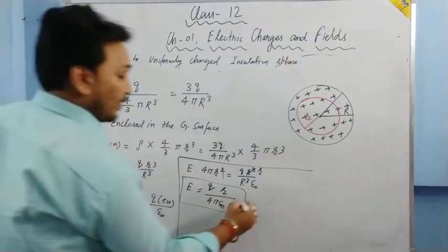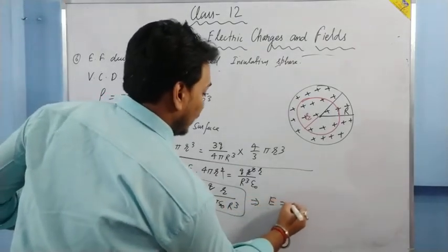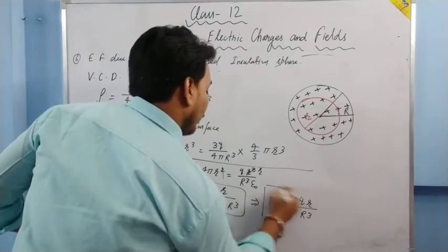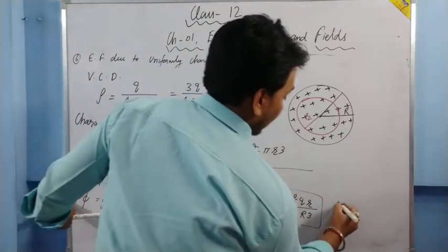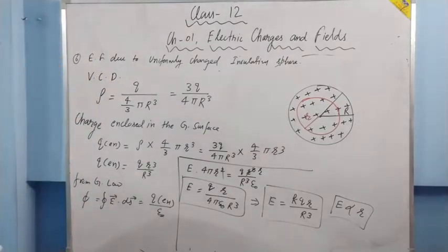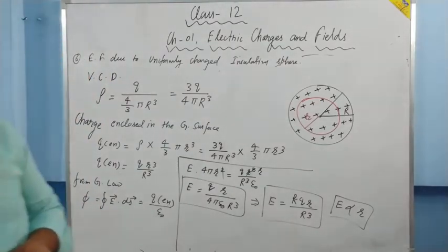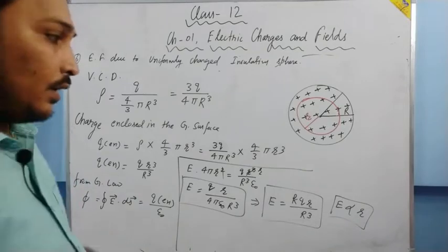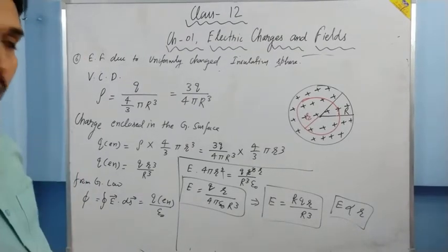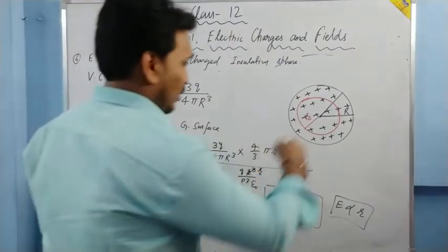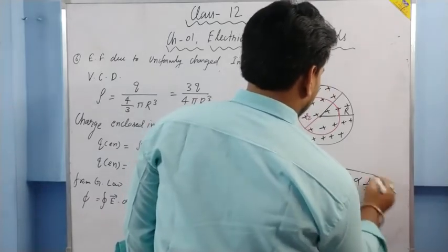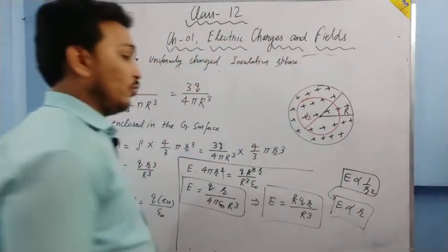1 upon 4 pi epsilon naught can be written as K. That is E is equal to K Q r upon capital R cube. Now one very interesting factor from here is E is proportional to r inside the sphere. Outside the sphere, E is proportional to 1 by r square, but inside it is E is proportional to r.